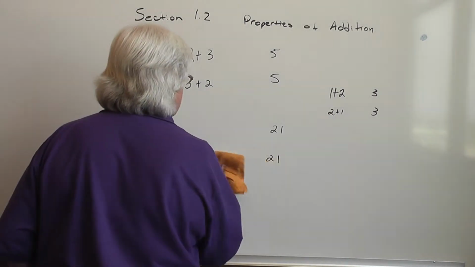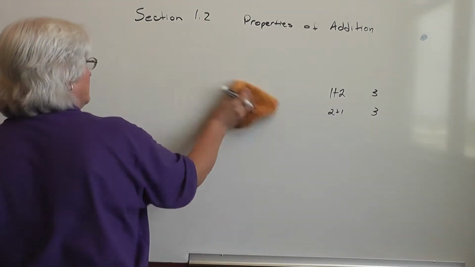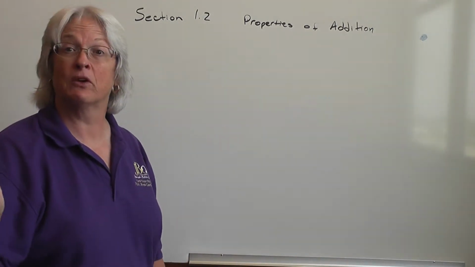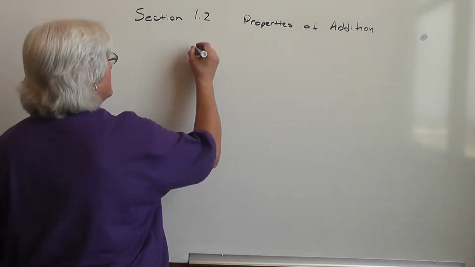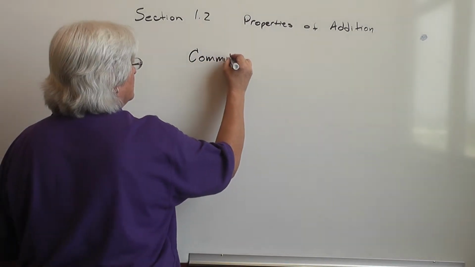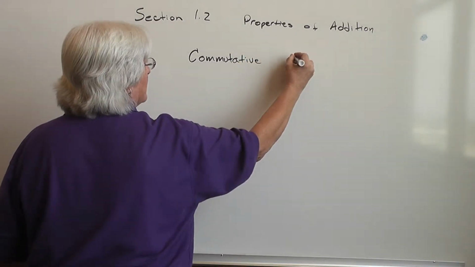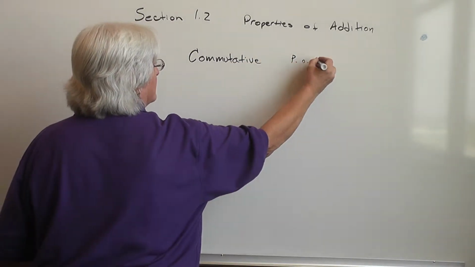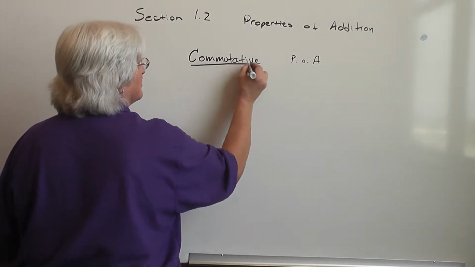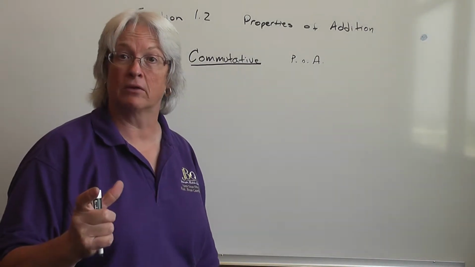And we have a fancy long word that we use to describe this, and hopefully you've already heard about it. If you haven't, here's some more vocabulary for you. This is what we call the commutative property of addition. It's the commutative property, and this tells us that order doesn't matter.